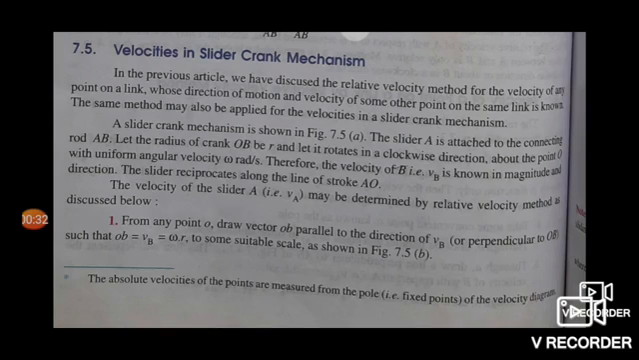A slider crank mechanism is shown in figure 7.5a. The slider A is attached to the connecting rod AB. Let the radius of crank OB be R, and it rotates in clockwise direction about the point O with uniform angular velocity.